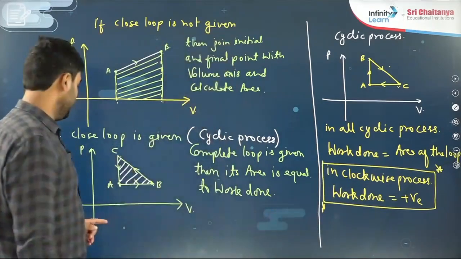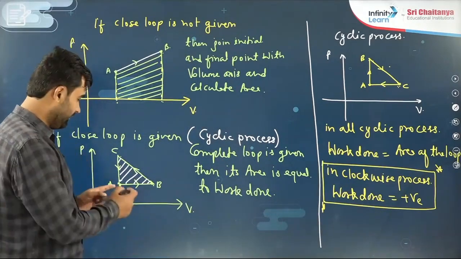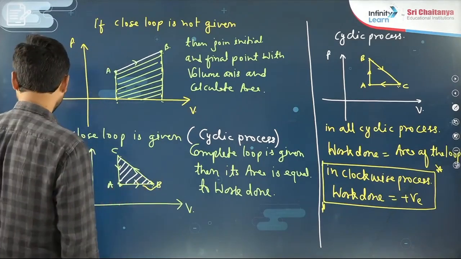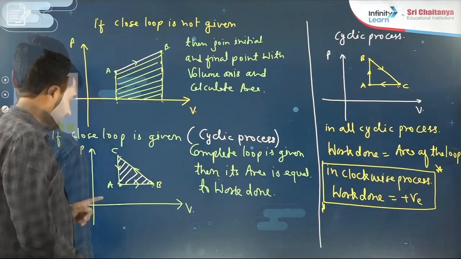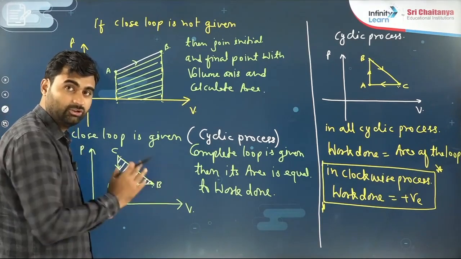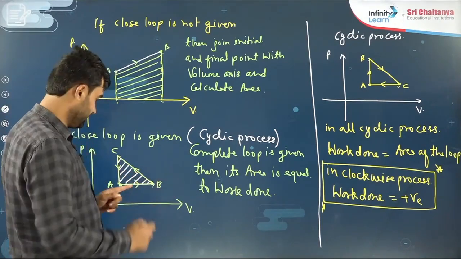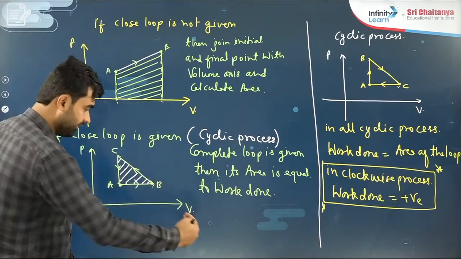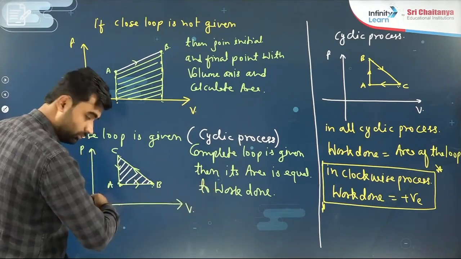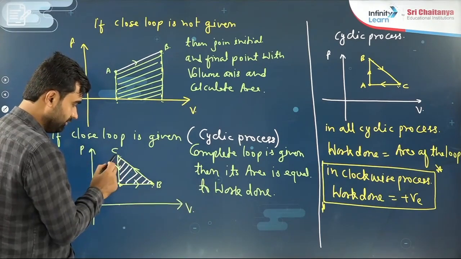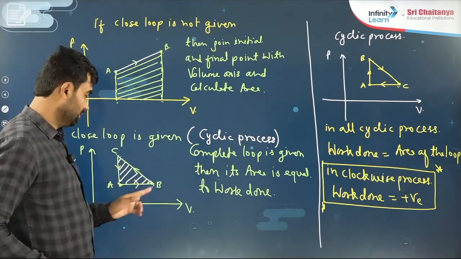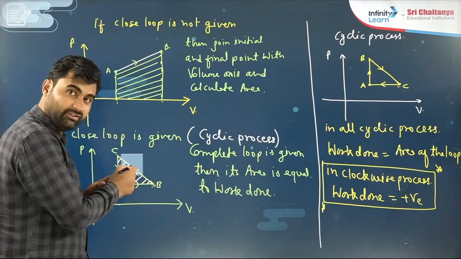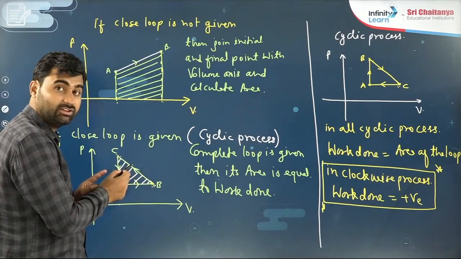Is it clear? Understand this point once again. A to B volume increases, then work done is positive. Then B to C volume decreases. If we are moving in this side, the volume decreases. B to C, here volume is less, here volume is more. So B to C volume decreases, so here work done is negative, but this negative work done is more.